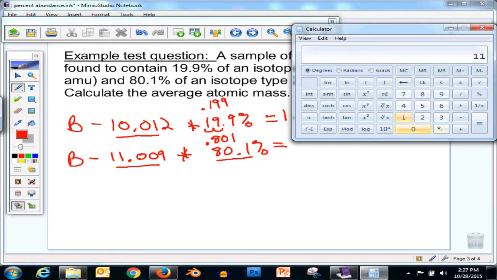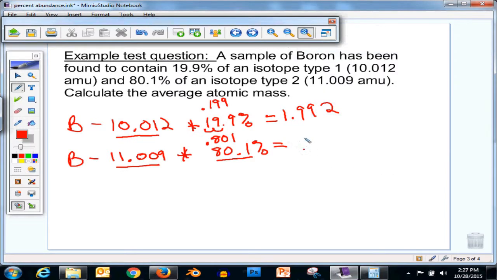So 11.009 times 0.801 equals 8.818. 8.818, which is much closer to 11, and it's smaller, so that's correct.